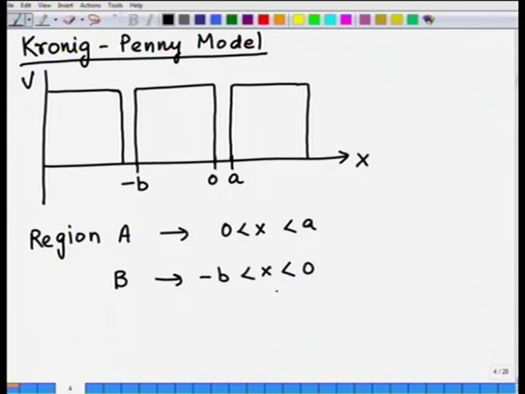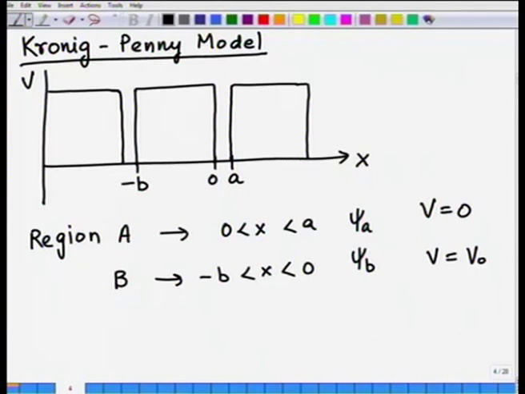In region A, we are going to call the wave function psi of A. In region B, we are going to call the wave function psi of B. These are the two wave functions in these two regions which we are going to solve for in this particular problem. In region A the potential is equal to 0, and in region B the potential is equal to V 0.